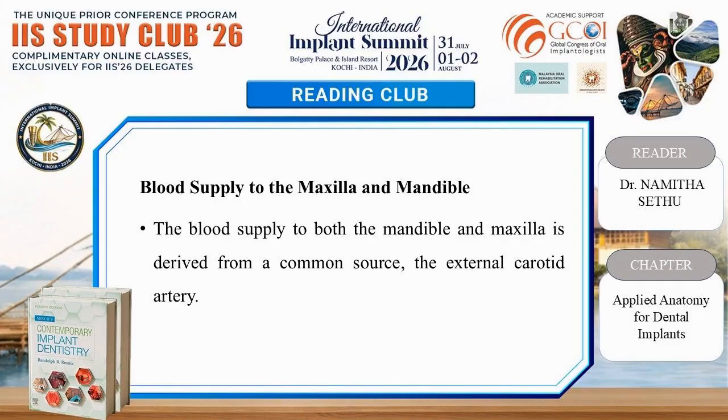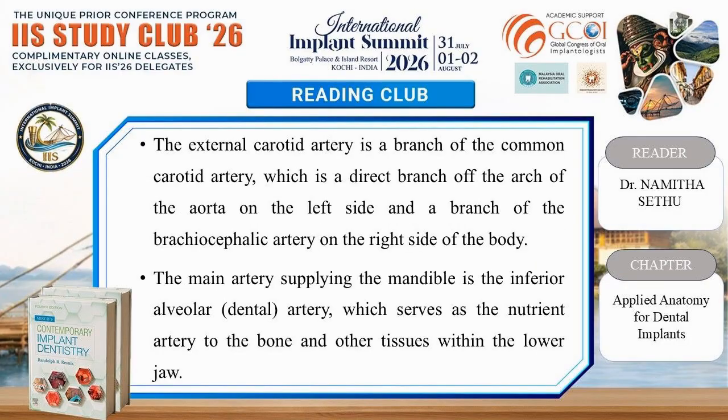The blood supply to both the mandible and maxilla is derived from a common source, the external carotid artery. The external carotid artery is the branch of common carotid artery, which is a direct branch of arch of aorta on the left side and a branch of brachiocephalic artery on the right side of the body. The main artery supplying the mandible is the inferior alveolar artery.